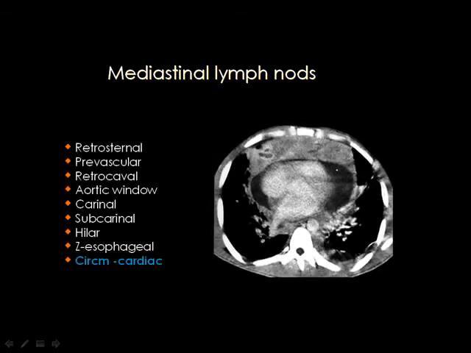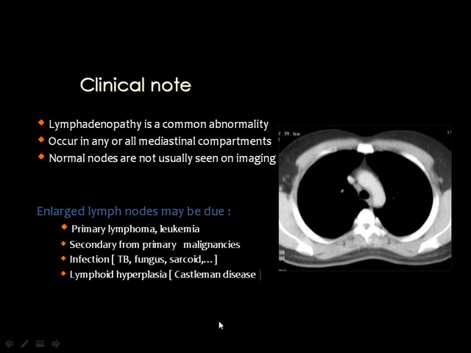Then the last group is known as the circumcardiac lymph nodes, and these circumcardiac lymph nodes are present around the heart, mainly along its anterior aspect, and many times they are associated with pericardial effusion, and this group of lymph nodes are highly pathognomonic of non-Hodgkin lymphoma. And whenever you see this group, you can say safely this is a non-Hodgkin lymphoma.